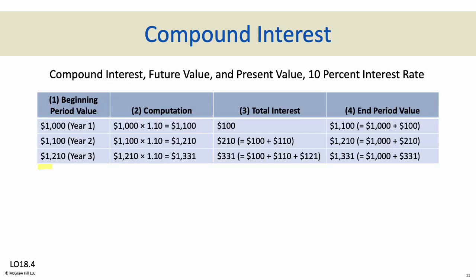Would be the future value, excuse me, not your 1,210. Your $1,331 would be your future value of your $1,000.